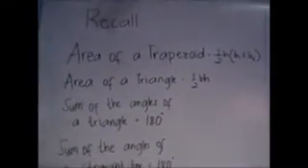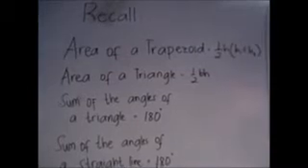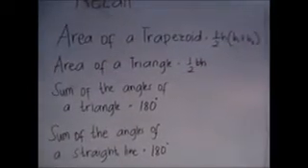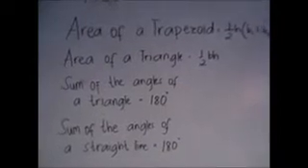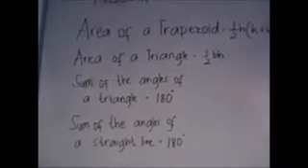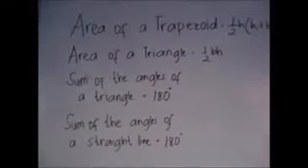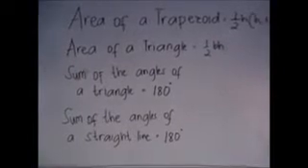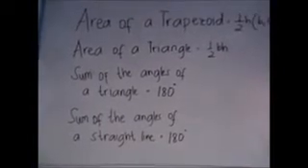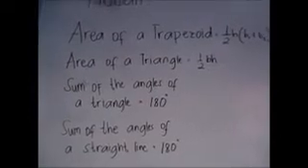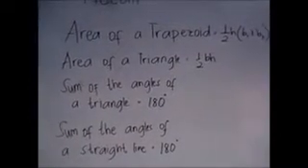First, the area of a trapezoid is equal to 1/2 times its height times the base 1 and the base 2. Next, the area of a triangle is equal to 1/2 times its base times its height. The next one is that the sum of the angles of a triangle is 180 degrees. Then the sum of the angles on a straight line is 180 degrees.